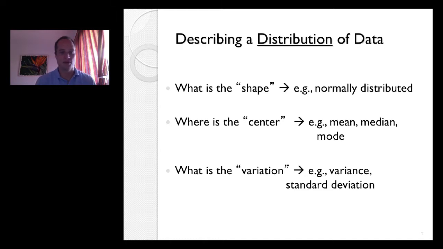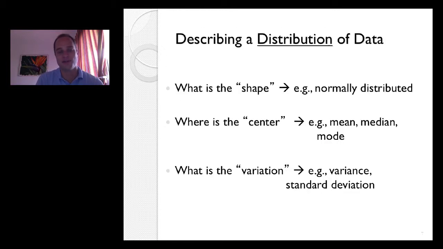So we have the shape. We want to know what the shape looks like. We want to know where the center is, the measure of central tendency, and then how much the data vary. So the variability or variation. And our chosen metrics are going to be the variance and the square root of the variance, which is the standard deviation. The standard deviation tells us how much on average our data deviate from the mean. Okay, deviate from the average value.